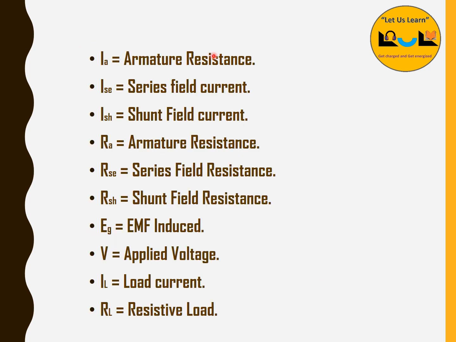These are the notations we are going to use in the current, voltage, power developed and power delivered relationship. IA is the armature current. ISE is the series field current. ISH is the shunt field current. RA is the armature resistance. RSE is the series field resistance. RSH is the shunt field resistance. EG is the EMF induced. V is the applied voltage. IL is the load current. RL is the load resistance or resistive load.